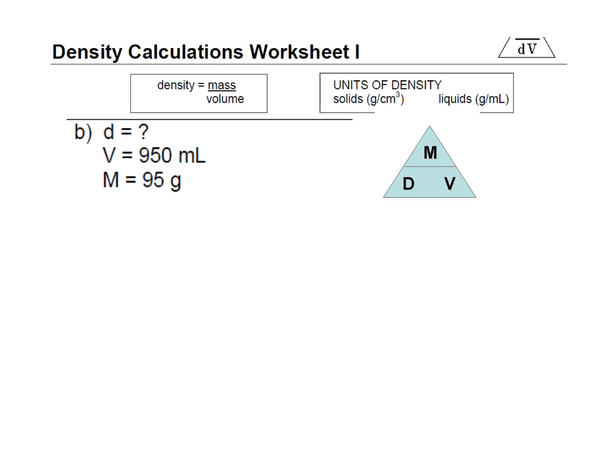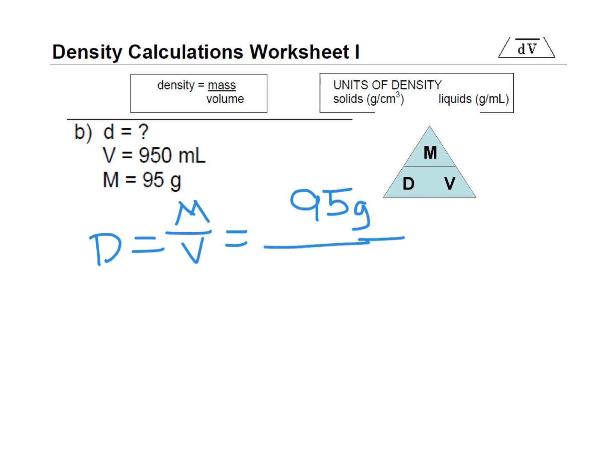We're filling in the one that's missing. We want to know density. Cover the D in our triangle to remember our density formula. Density is equal to mass over volume. Fill in the mass and the volume with what they give you. They're giving us a mass of 95 grams, and then they're giving us a volume of 950. I'm going to keep my unit in there. Don't leave your units off, okay? That's a good way to lose points.